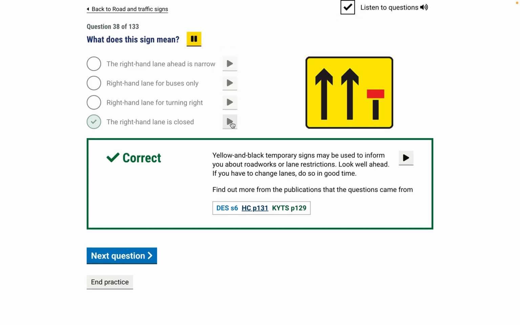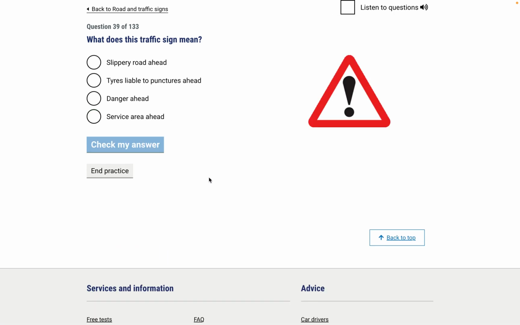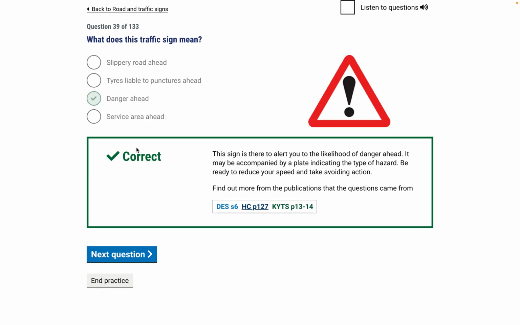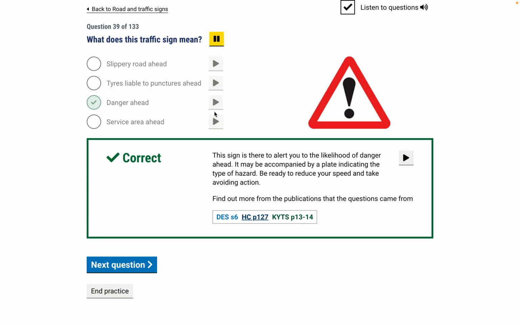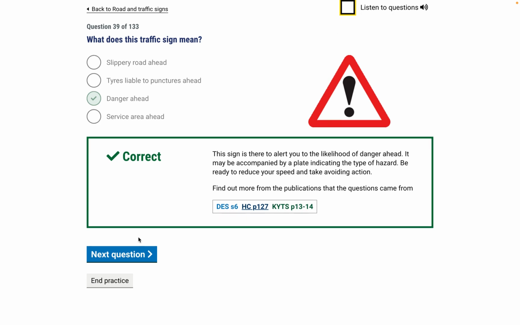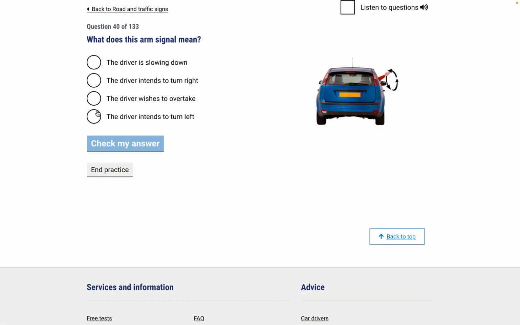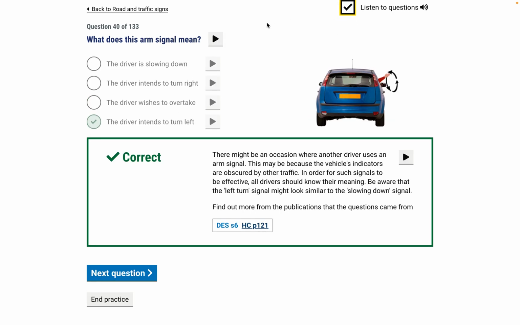What does this sign mean? The right-hand lane is closed. What does this traffic sign mean? Danger ahead. What does this arm signal mean? The driver intends to turn left.